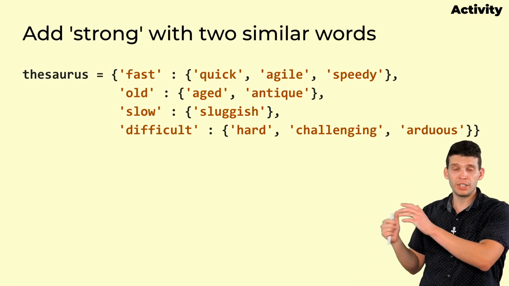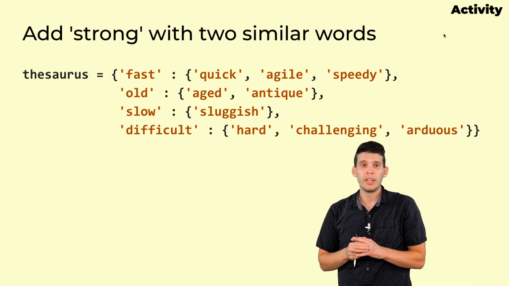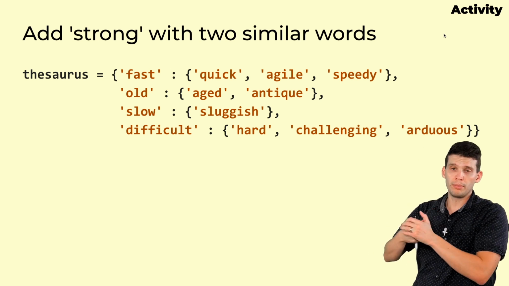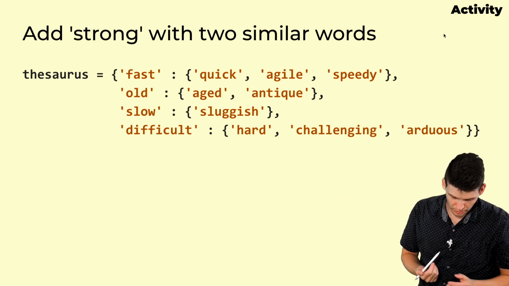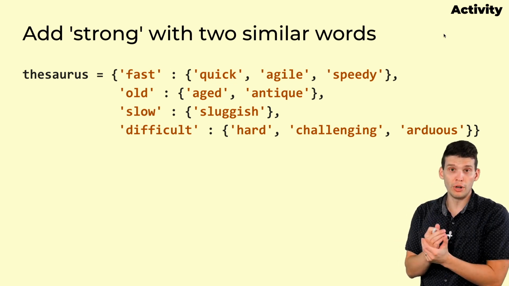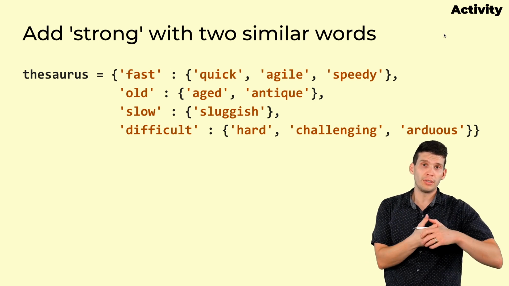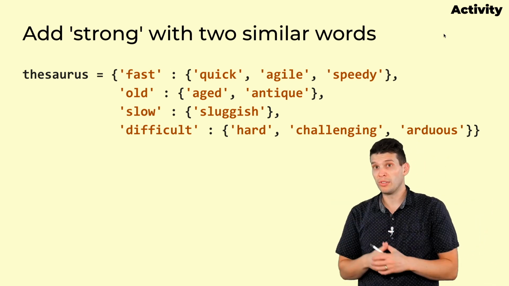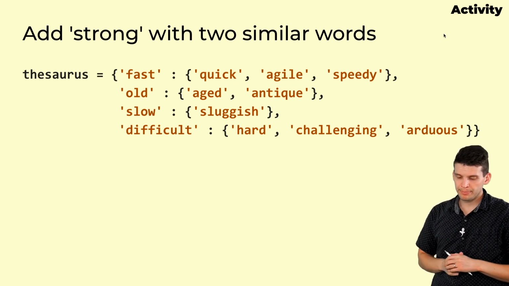So what I want you to do is think about, let's just say that you had this thesaurus, and I wanted you to write some code down below that adds 2 similar words for strong. So basically you need to add strong as a new key, and you also need to have that map to 2 similar words. So what code would you add down here to get that?